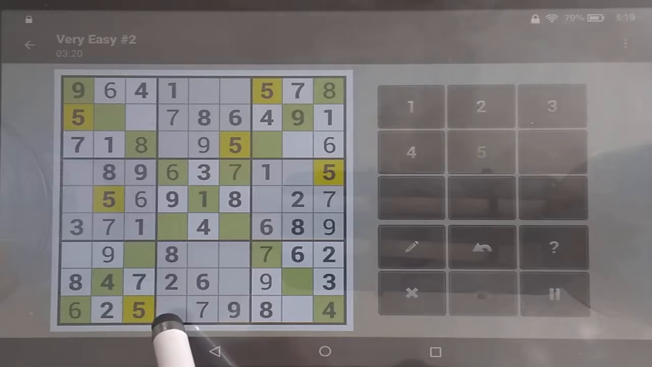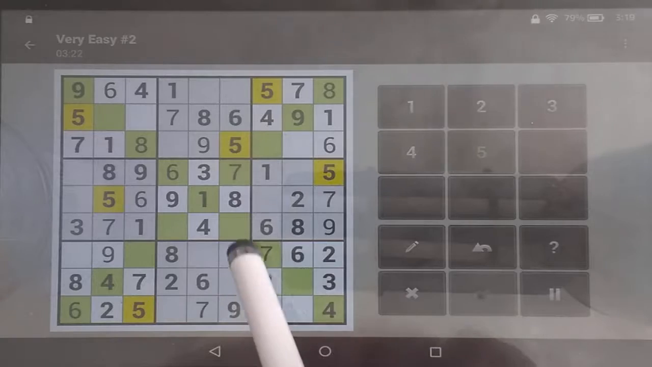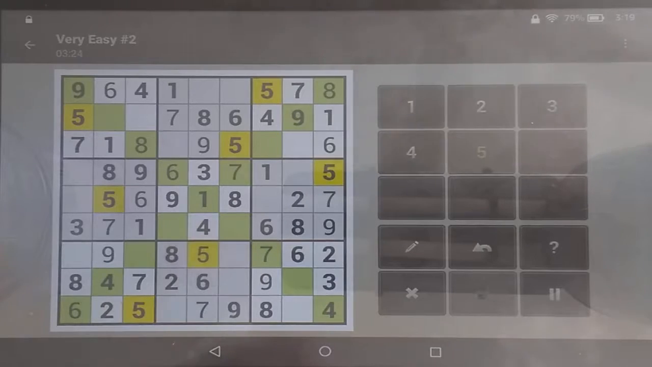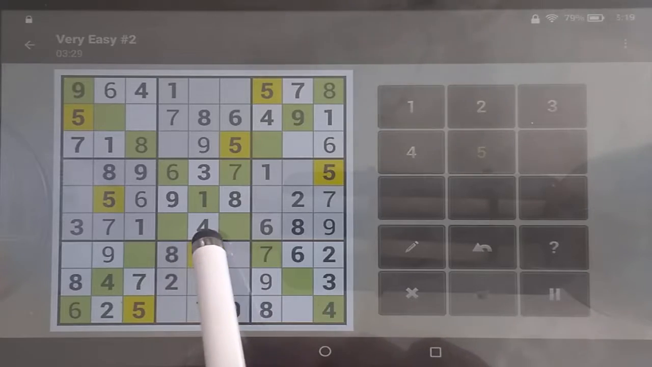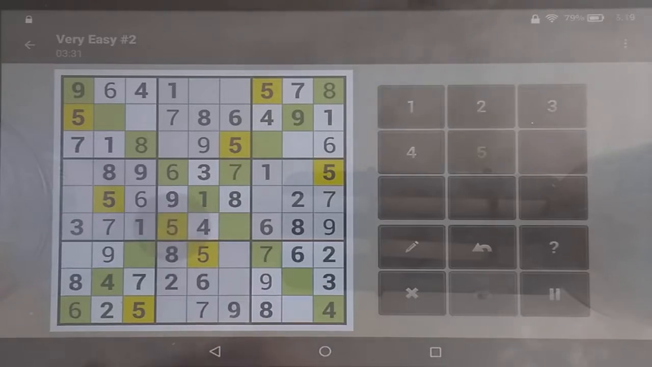This 5 blocks this block. This 5 blocks these 2, so that's the only available spot. These are the only 2 openings. This one's blocked, so that's our 5. These 2 rows are blocked, so that's our 5. To the 4s we go.